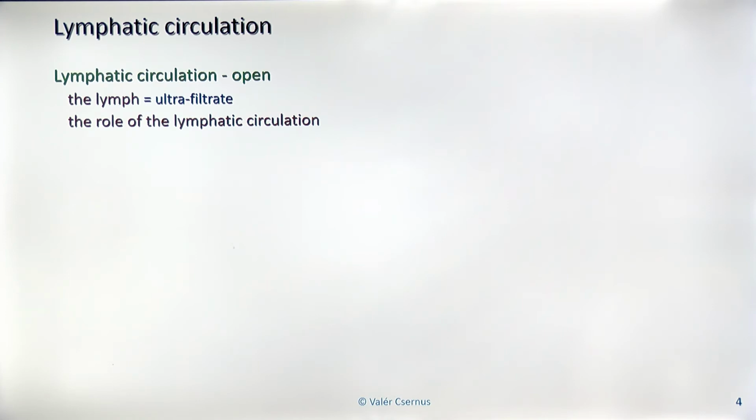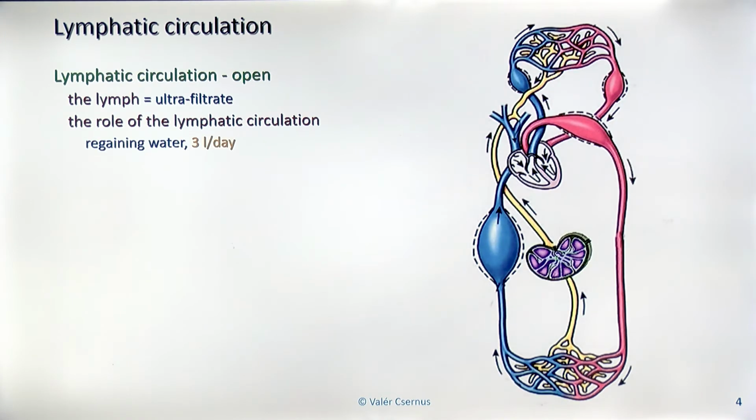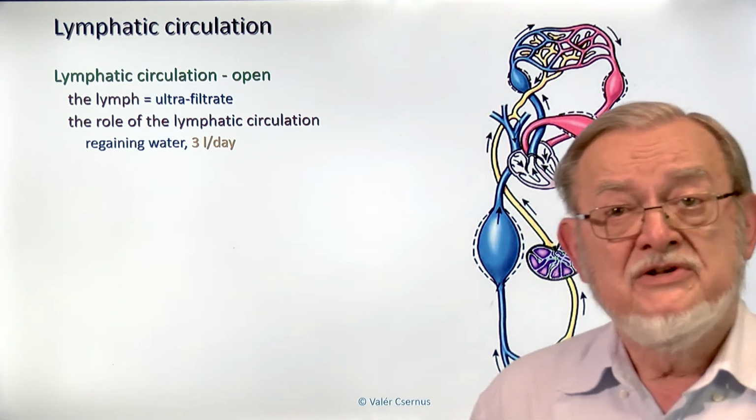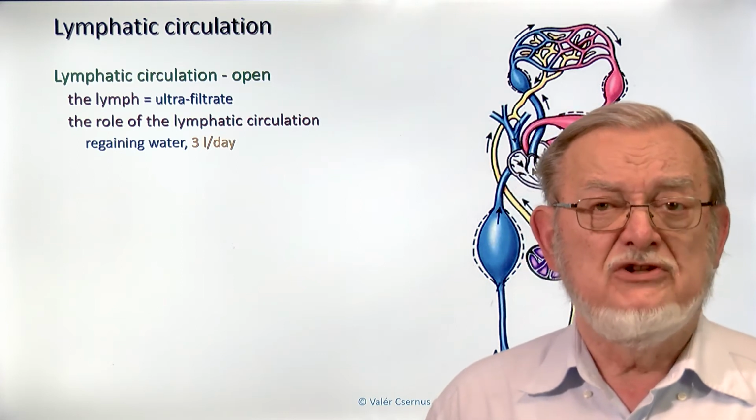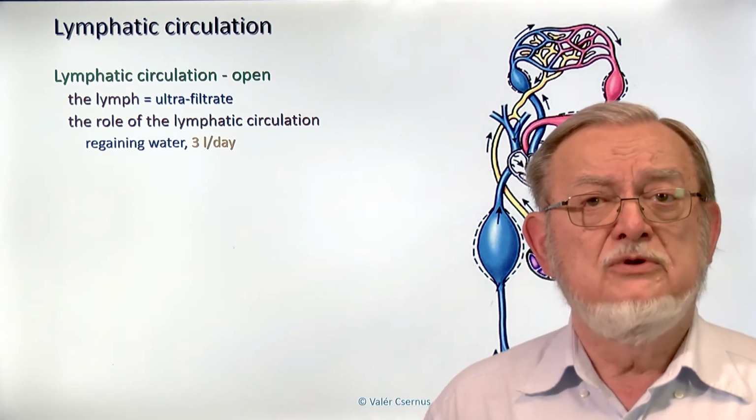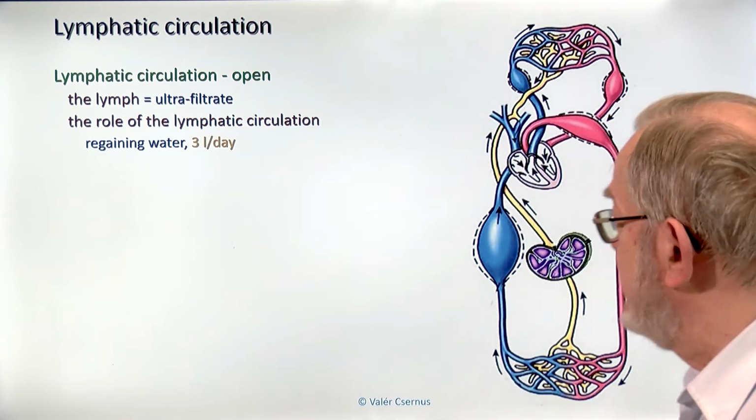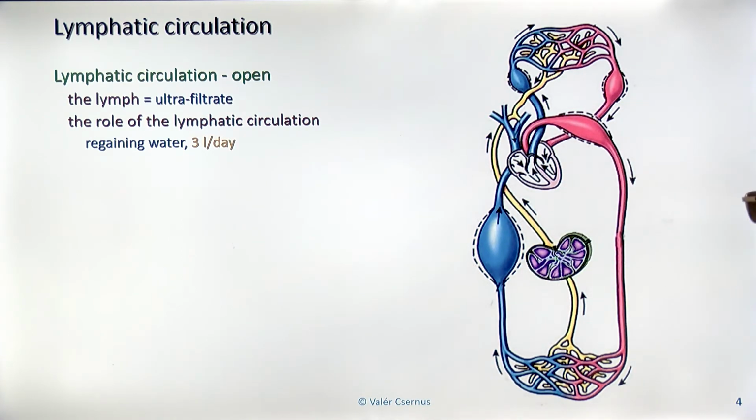So what is the role of the lymphatic circulation? Number one, it takes the lymph back to the general circulation. It's about 3 liters a day, so if the lymphatic circulation were to stop for a couple of hours, we would lose so much volume of blood that we would die. So it's absolutely necessary for our survival to carry this lymph back to the general circulation.